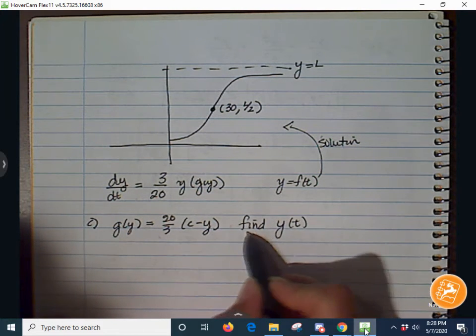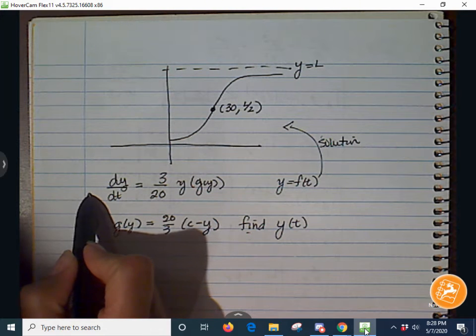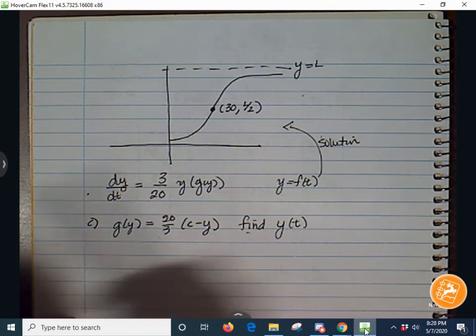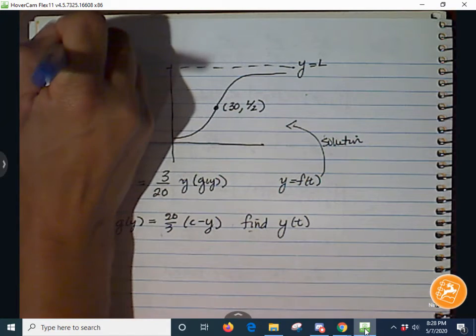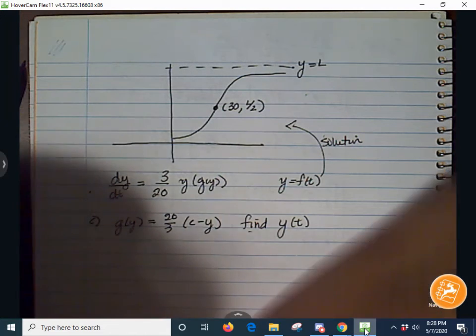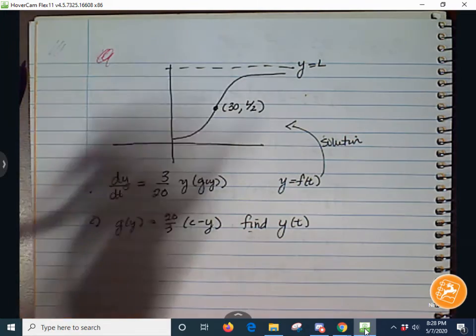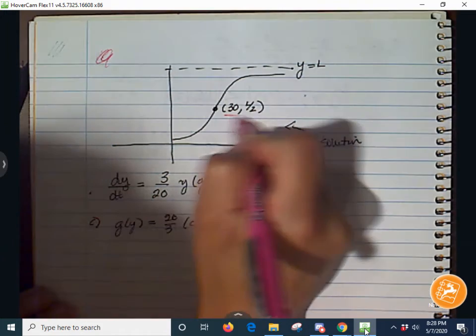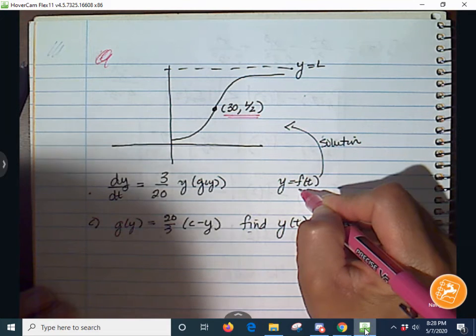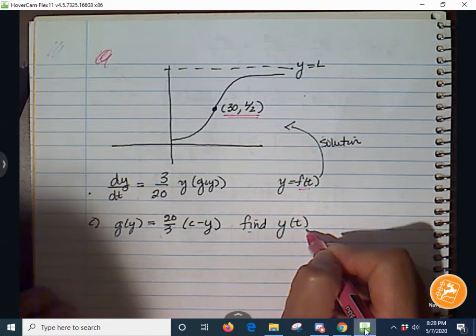Okay, find y of t. And this is the initial part of the problem. This was the graph. Sorry, I wish I was more prepared. Okay, that's better. So here is a solution to y equal to f of t, which is the one that we're actually trying to find here.